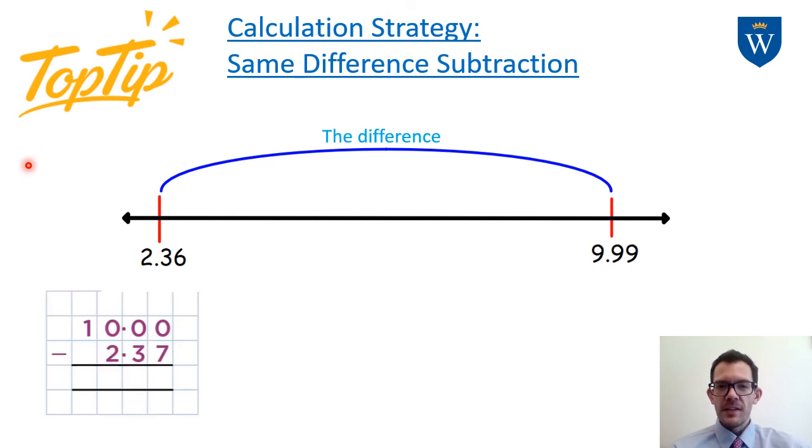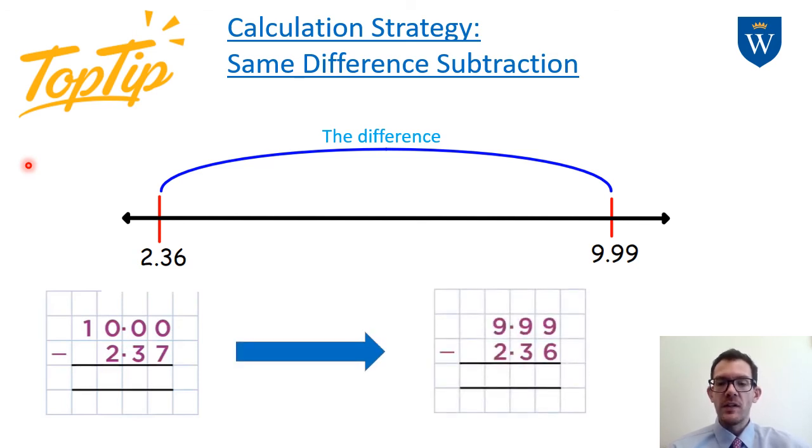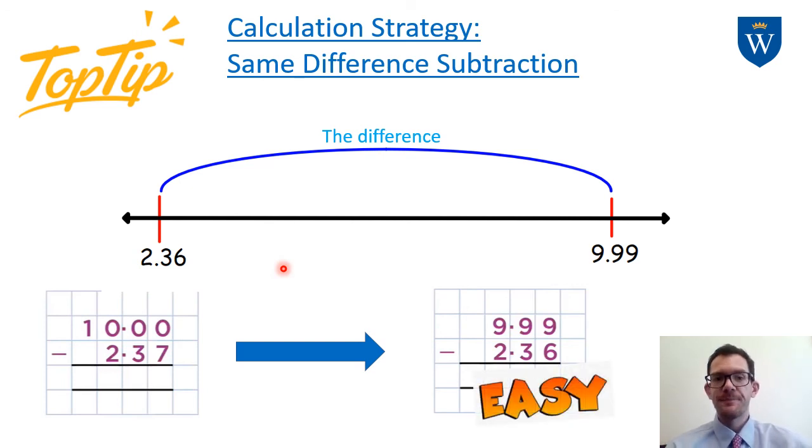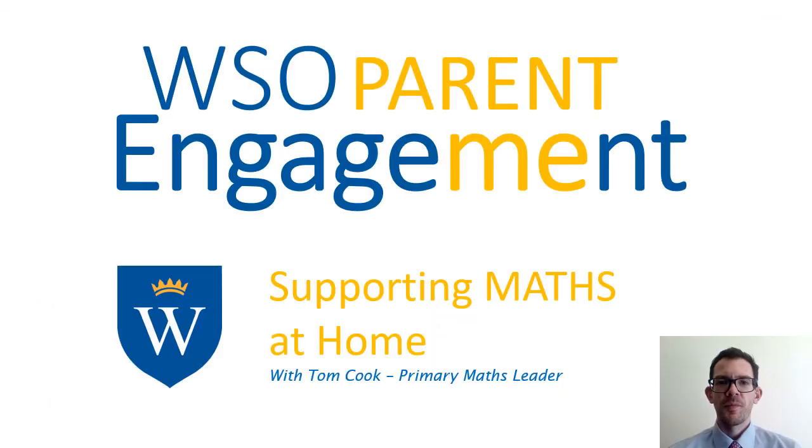So because subtraction means finding the difference, and we've now kept the difference between the two numbers the same, if we complete the calculation using 9.99 and 2.36, our answer will be the same because the difference is the same. So now we can use our formal column method to complete this, which involves no exchanging whatsoever and is much easier. Simples.